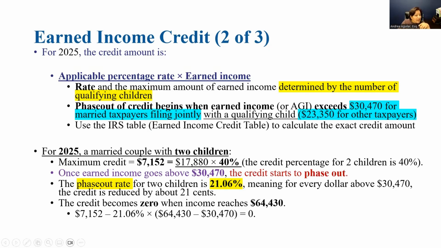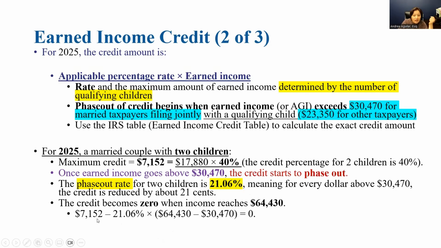So again, the excess over the phase out base, the excess needs to be multiplied by the phase out percentage, which in this case is 21.06%. So the result of this amount will reduce your credit. So your earned income credit will be reduced by that amount, whatever it is that resulted from multiplying the phase out percentage times the excess over the phase out base. So the tax credit becomes zero when your income reaches this particular amount.